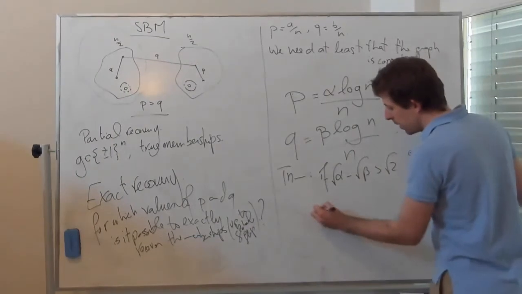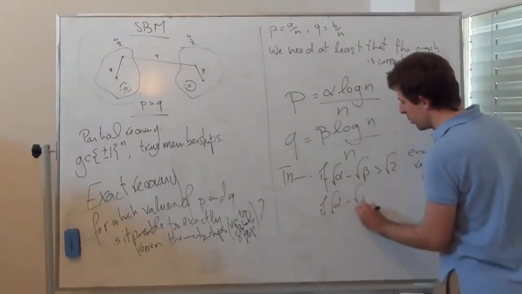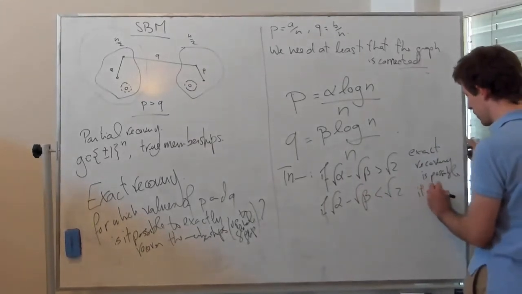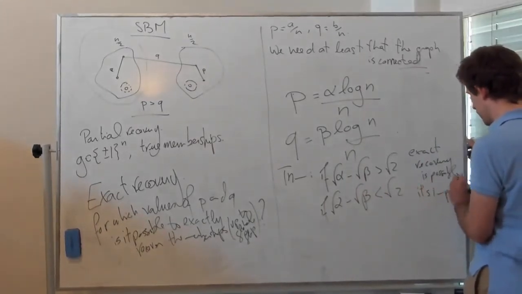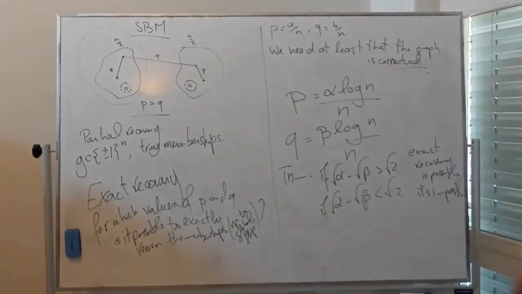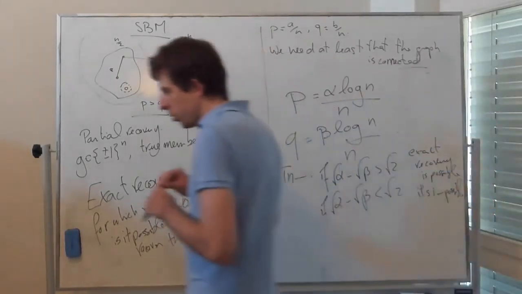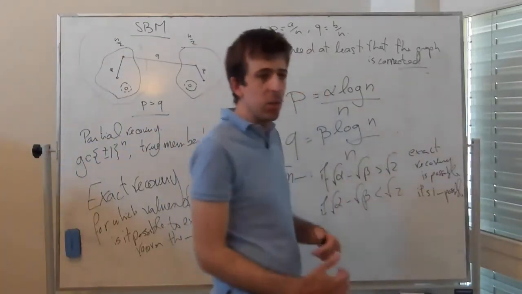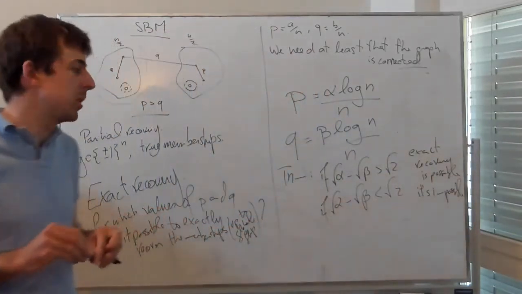Right, and if square root alpha minus square root beta is smaller than square root b, then it's impossible. Okay. So this is not so hard to prove. We'll get to something similar, right? But it has a sort of a nice phase transition, similarly to what we saw in partial recovery.